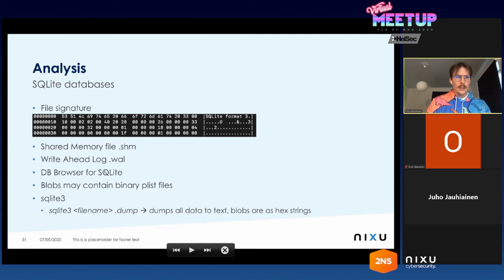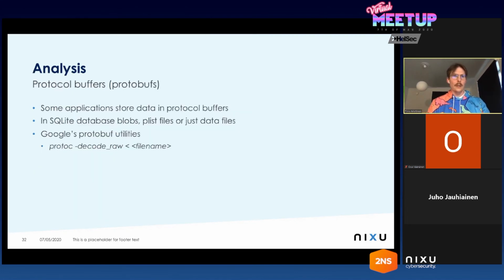One SQLite database browser I like to use. And the blobs in the database can actually contain binary plist files again, and you might want to extract them. You can use sqlite3 to dump all the data from the database to one text file. But the blobs are hex strings in this case, and we will see how to deal with them.